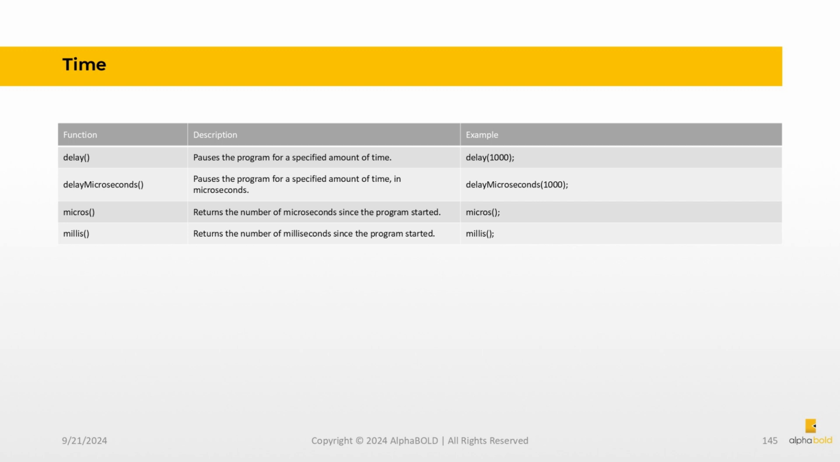The millis function returns the number of milliseconds that have elapsed since the program started, useful for timing events and measuring durations. Similarly, micros returns the elapsed time in microseconds, offering even higher precision for time-sensitive applications.